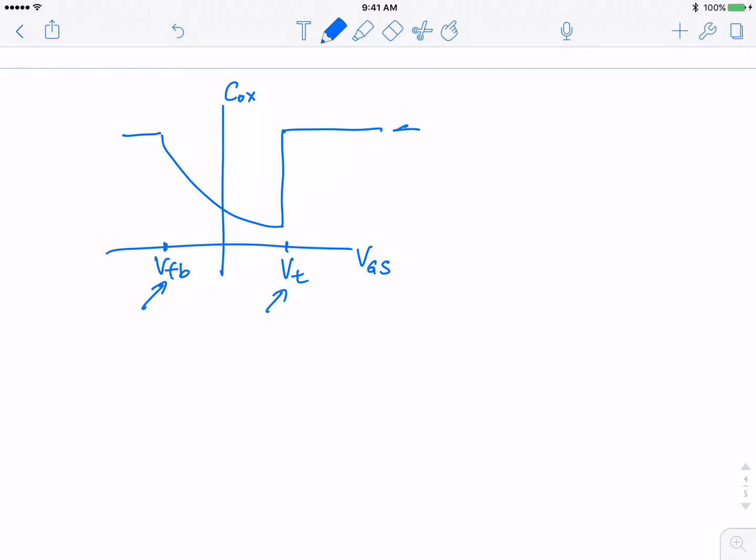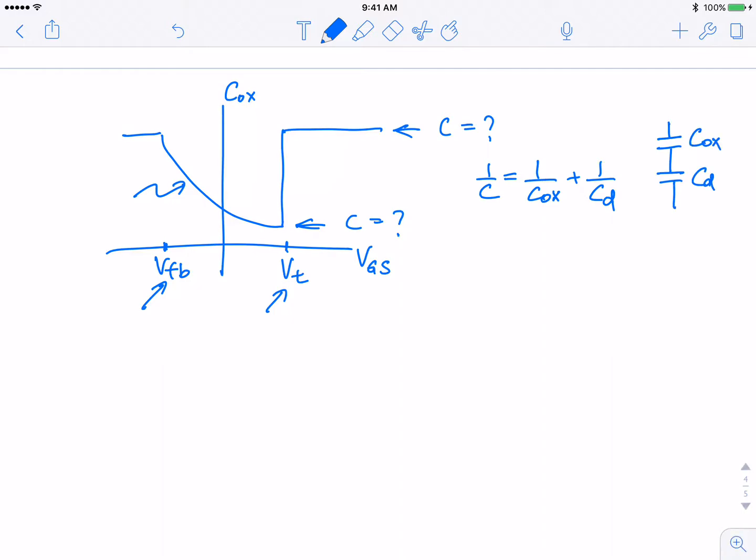Now you need to know what the capacitance value is here. If I give you enough information, what is this capacitance value? You need to know the functional shape here. We talked about that. This capacitance in the middle here, 1 over C is equal to 1 over Cox plus 1 over C depletion. So these are equivalently two capacitances in series, the oxide capacitance and the depletion capacitance.